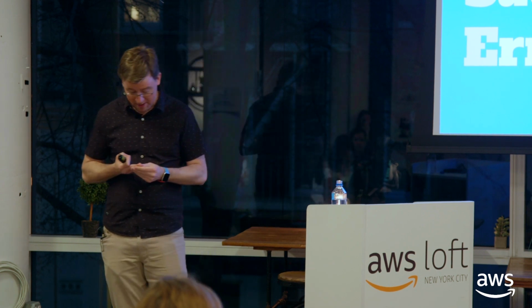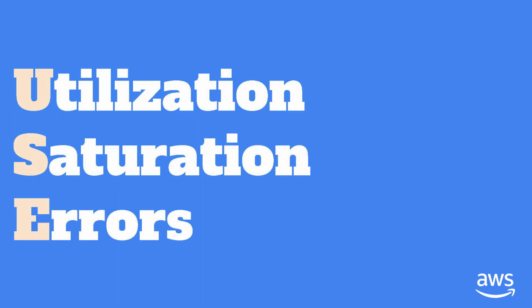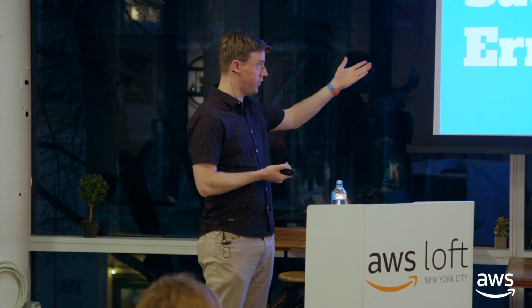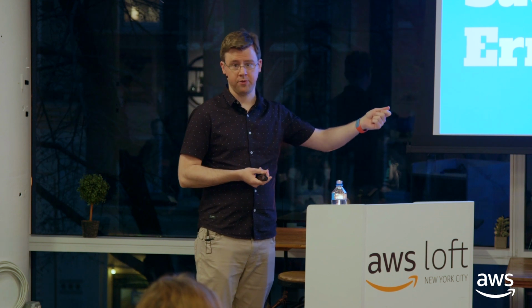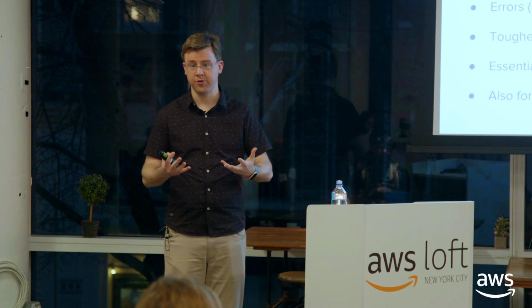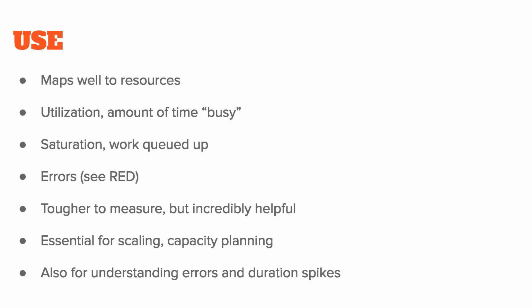So there's another method that is a little more advanced, but often more important for some things that you will care about, which is the USE method. This is made by a fellow named Brendan Gregg. He works at Netflix, and it stands for utilization, saturation, and errors. So USE maps really well to resources, things that you use. The utilization is the amount of time that that thing spends busy. So in a given, say, 1 second window, how much time was that thing actually doing work? That's how utilized it is.